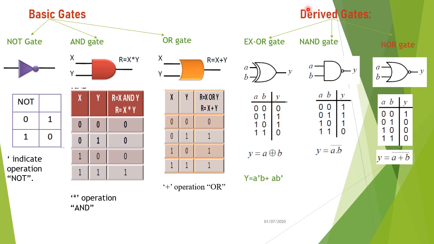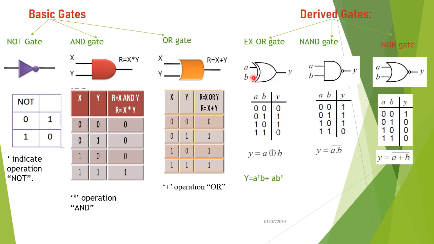So I can say derived gates are the gates which are obtained from the basic gates. Here, to obtain the expression of this XOR gate, we have used the basic functionalities of complementing, ANDing and ORing. So this gate is said to be a derived gate. The symbol for the XOR gate is like this.